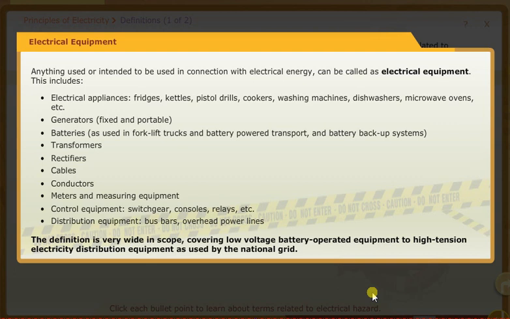Generators, fixed and portable. Batteries as used in forklift trucks and battery-powered transport and battery backup systems. Transformers, rectifiers, cables, conductors, meters and measuring equipment, control equipment, switchgear, consoles, relays, etc. Distribution equipment, bus bars, overhead power lines. The definition is very wide in scope, covering low-voltage battery-operated equipment to high-tension electricity distribution equipment as used by the national grid.